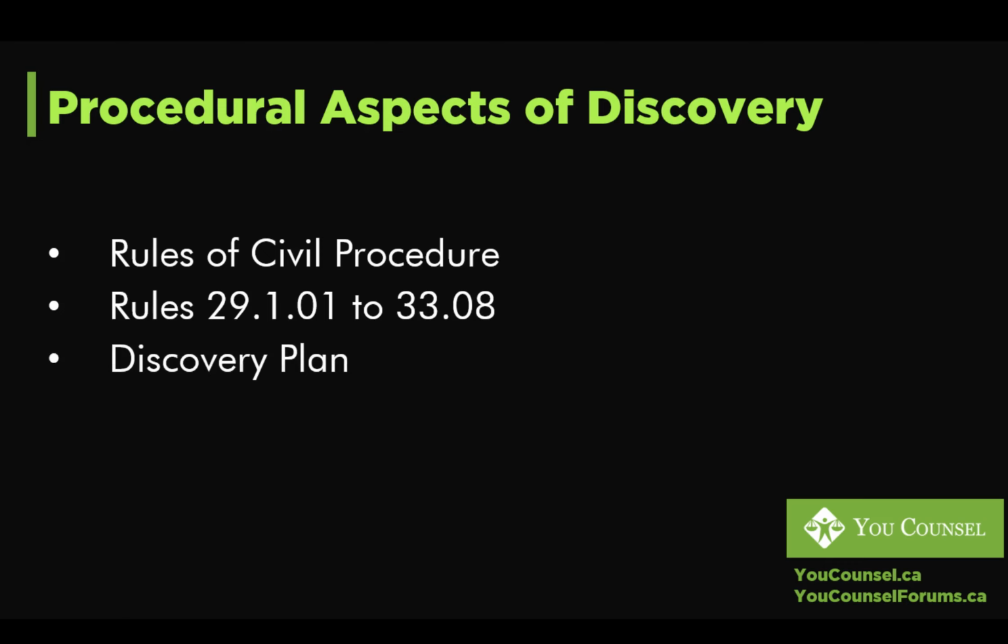Just so that you understand broadly, the way the rules define the discovery process is that once the pleadings are closed, meaning that every party has filed their reply and defense and statement of claim and whatnot, then within 60 days, parties have to agree to a discovery plan. And discovery plan is generally, you agree to certain dates. When will we exchange documents?